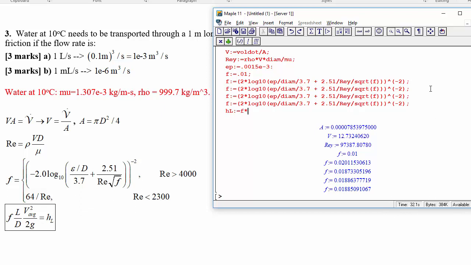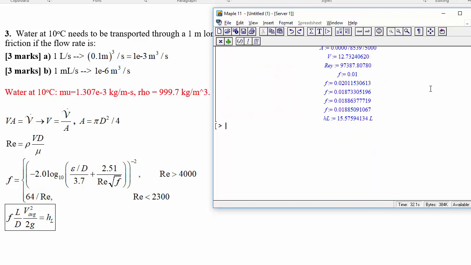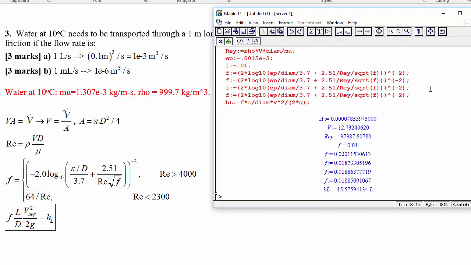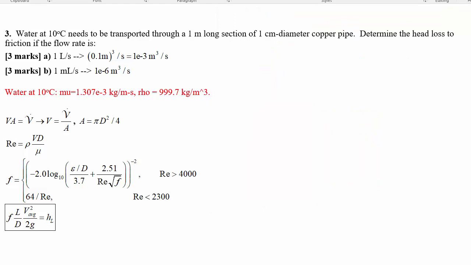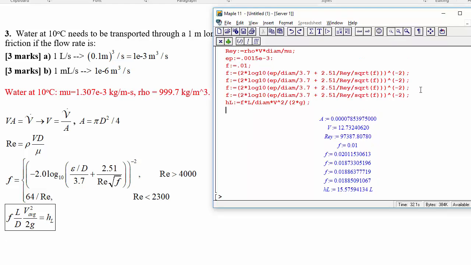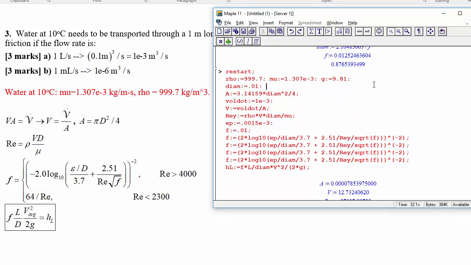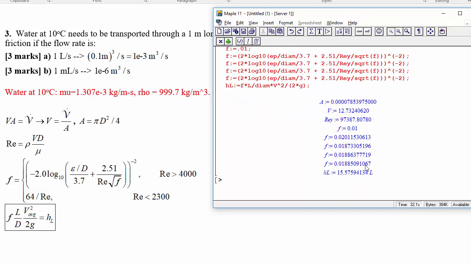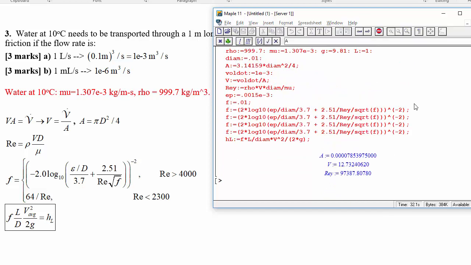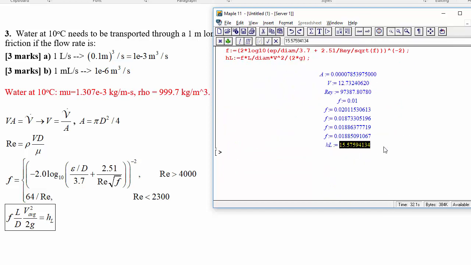which should be friction factor times L divided by diameter times V squared over 2 times G. And did we put in L? We did not. So L was 1. All right, that's simple enough. And so now we can reevaluate this again to see what 15.57 times 1 is. Gasp. 15.575 is the head loss.